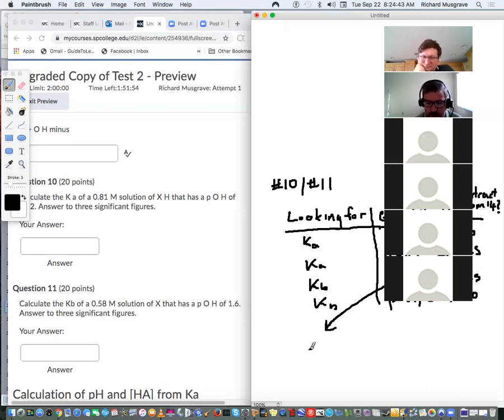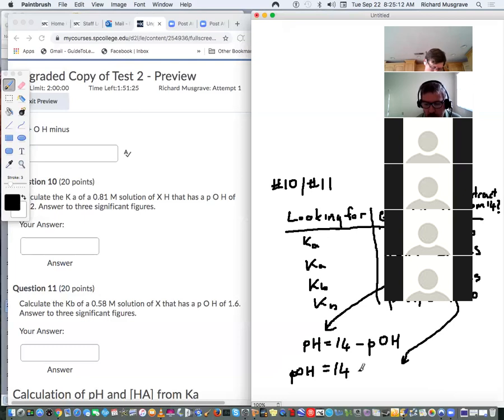So what I mean by subtraction from 14, for the case of the Ka there, it would mean that the pH could be obtained by taking 14 minus the pOH. Now, we talked about this last time. And in the case of the Kb, we'd need the pOH, and that would mean that it would be 14 minus the pH.